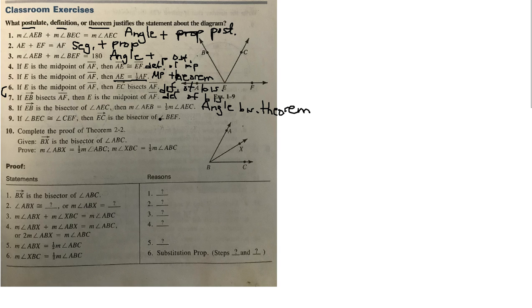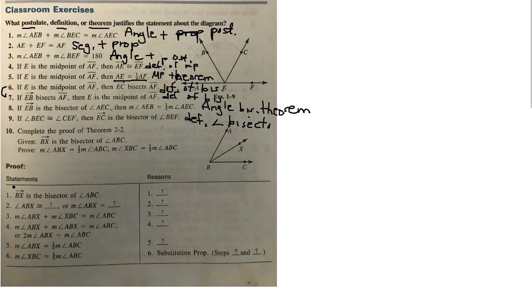So this again is just going to be the definition of angle bisector. If it has 1/2 in it, then you would know that it's going to be the theorem. All right, let's do this little proof, and then I'll just talk about the written exercises.